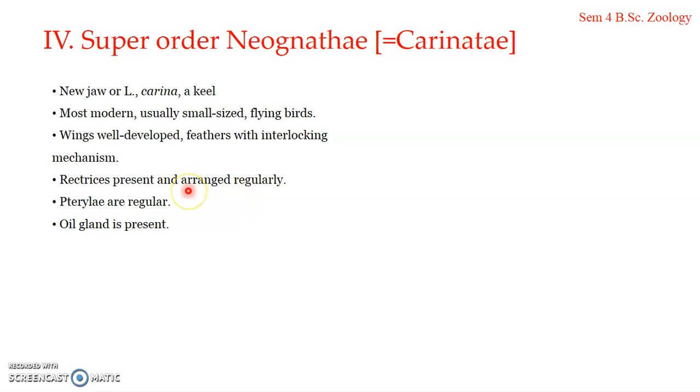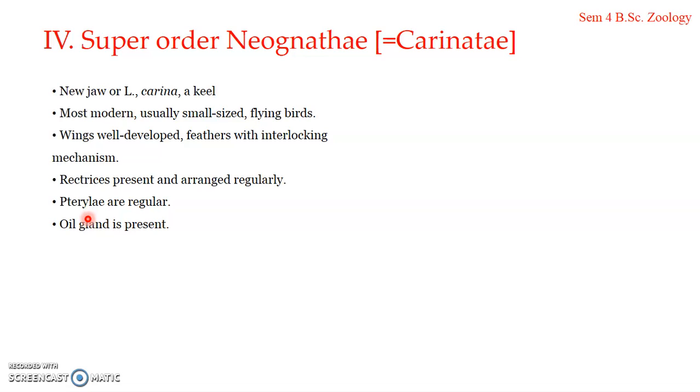Rectrices, that is the tail feathers, are present and arranged regularly, as against the Ratitae, which we have already learned. We saw that they don't have any; the rectrices are absent or highly reduced. Here they have rectrices arranged very regularly. I hope you remember the long tail feathers of the peacock. Now pterylae are regular. Pterylae means the patches on the body along which the feathers are arranged, so feathers are not uniformly distributed. Here the pterylae are regular, as against irregular pterylae in Ratitae.